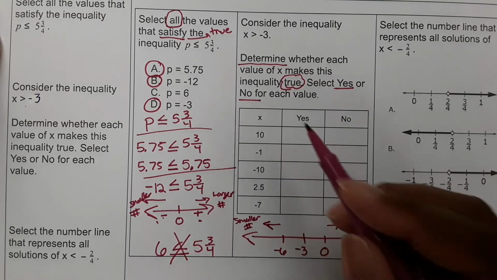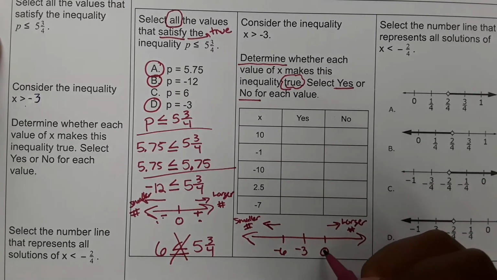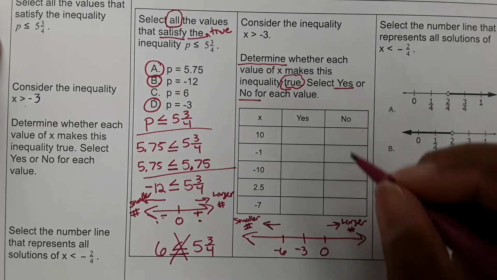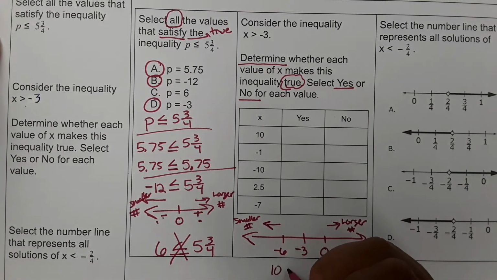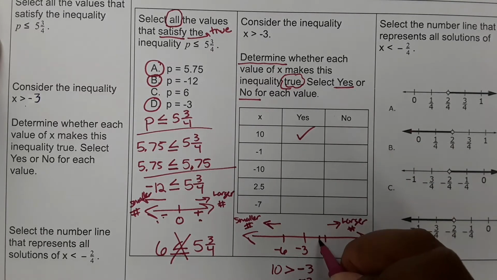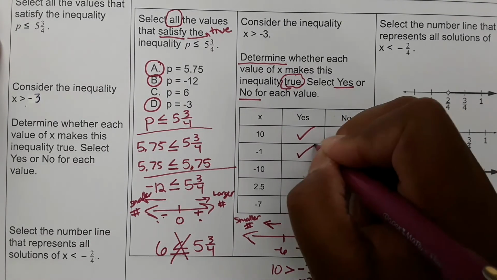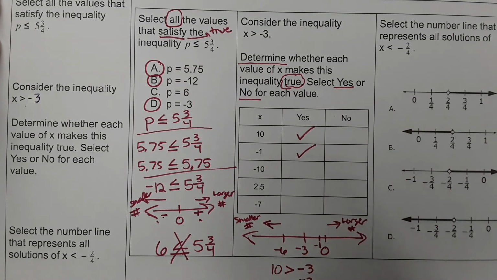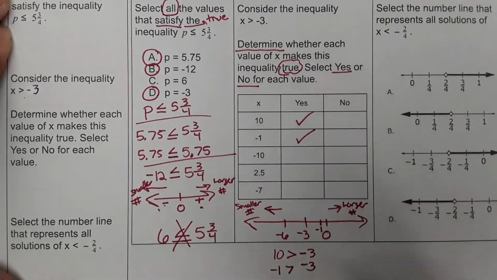All right, positive 10 would be to the right of 0, which means indeed 10 is greater than negative 3. So we would check yes. Now comparing negative 1, is that greater than negative 3? Well, negative 1 would be over here close to 0, which means it's to the right of negative 3. So yes, that is larger. That would be a yes. It makes a true statement.